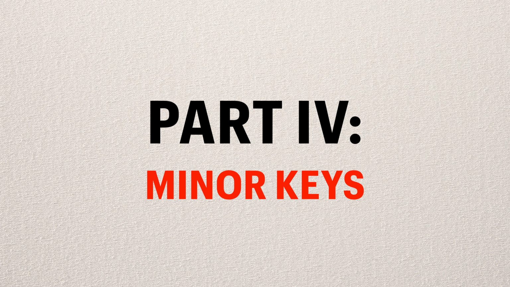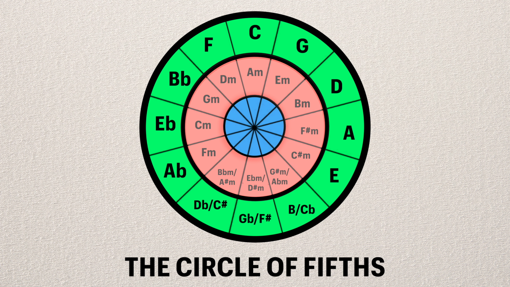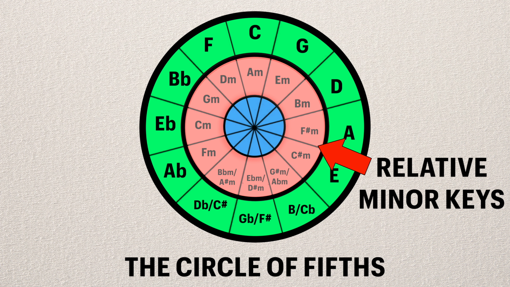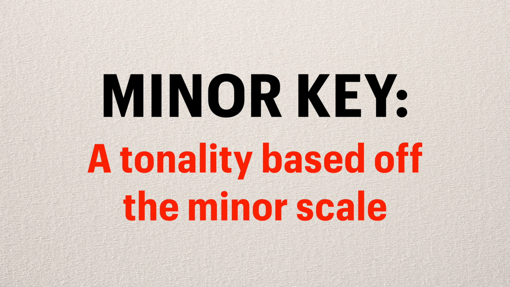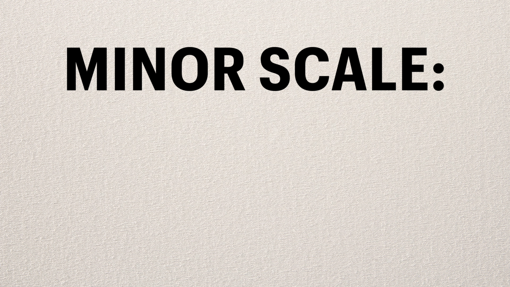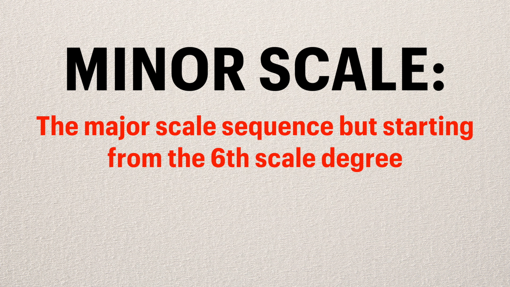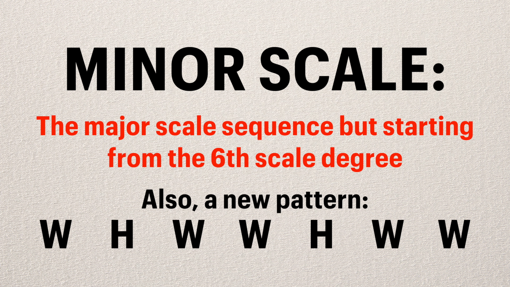So we've covered a lot of basic concepts on the circle of fifths, but there is more to talk about. I mean, there is this inner circle, which I've totally ignored until now. It has all of the relative minor keys. A minor key is a tonality based off of the minor scale, and a minor scale is the major scale, but reoriented so that the root note is shifted to the 6th scale degree.